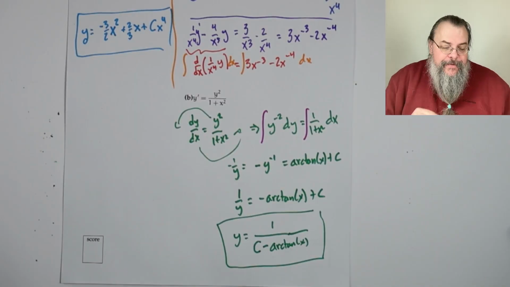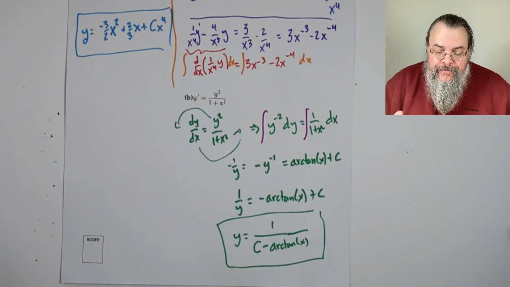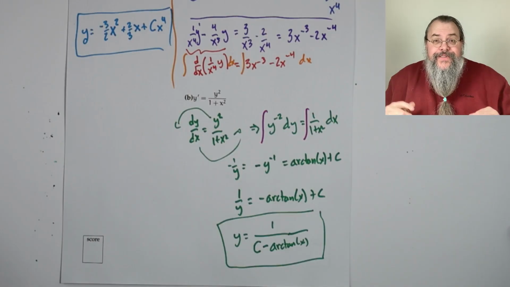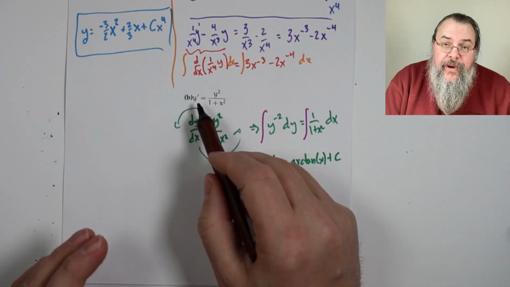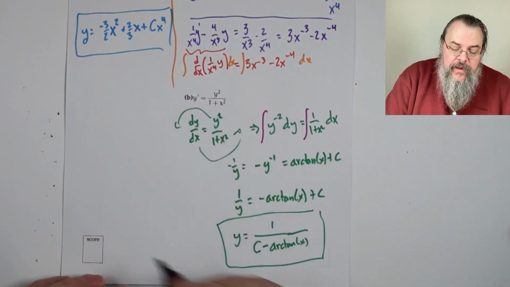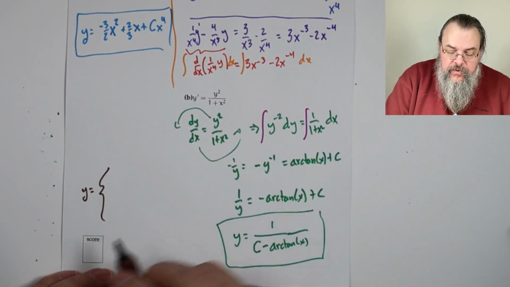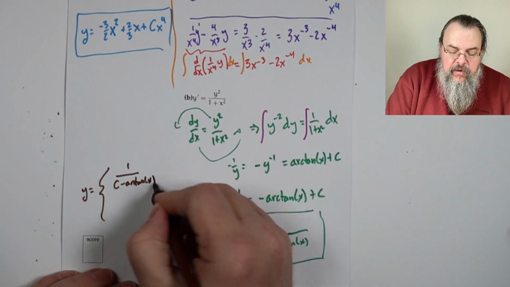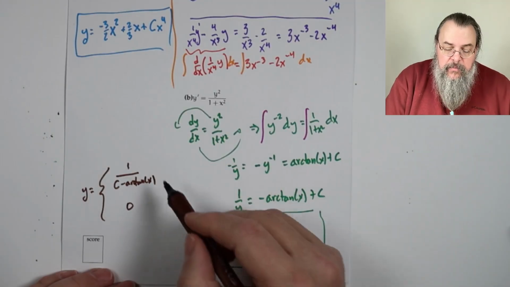However, there's actually a fun little twist to this, which is that in this case, this doesn't capture all solutions. You might say, well, wait, what? Well, it won't capture constant solutions, and you'll notice if the derivative is 0, because derivatives of constants are 0, y equals 0 is a constant. So technically, there's two sets of solutions: 1 over c minus arctangent of x, or 0. So these are the two possibilities.